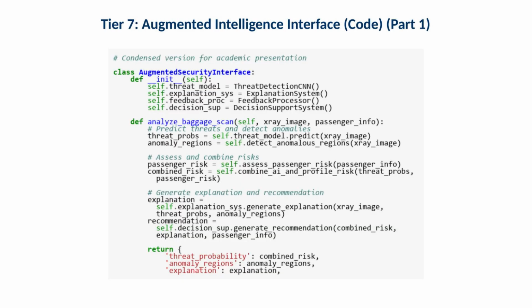This code section typically shows how the interface presents model outputs: highlighted regions on images, confidence scores, and natural language rationales. A key operational requirement is traceability. Every alert must have an audit trail that can be reviewed after the fact.